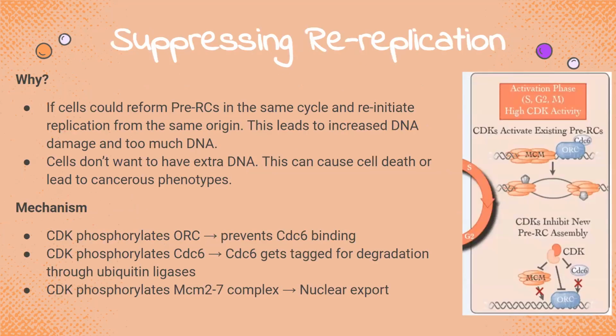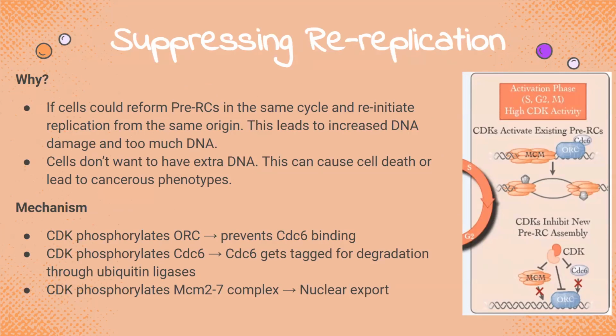Once we've fired at an origin, we want to suppress re-replication or refiring at that spot. Does anybody know why that is? So you get an extra replication? Yeah, exactly. Once our origin has fired, we don't want it to do it again because we could end up with broken DNA, we could end up with too much DNA, it would just be an error in replication. So we have a lot of mechanisms that are going to prevent re-replication from happening.